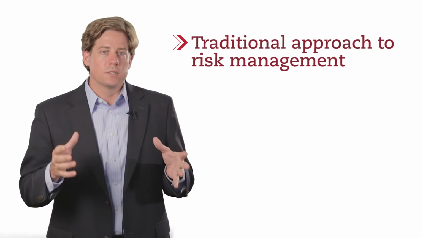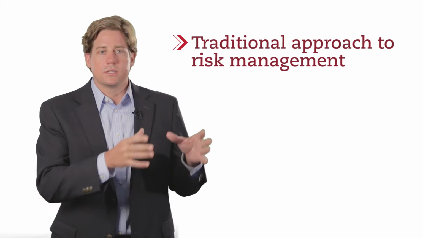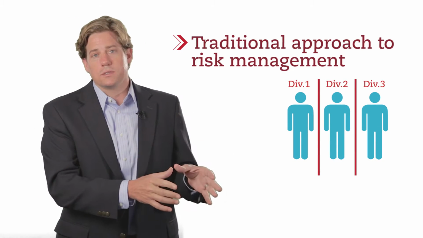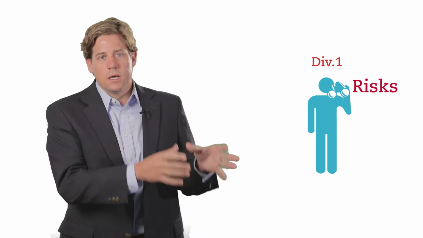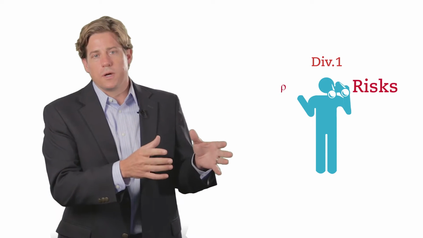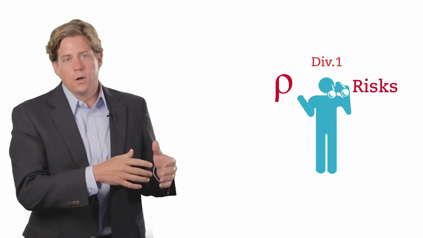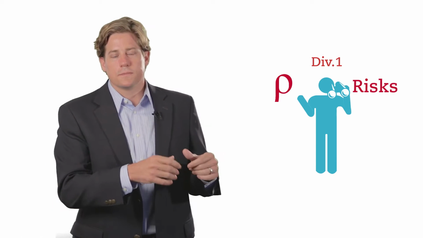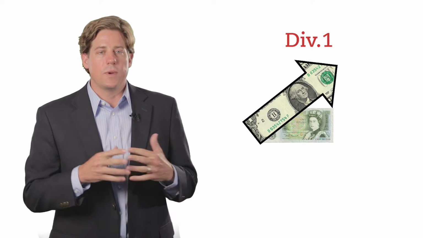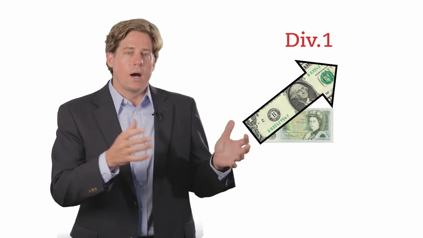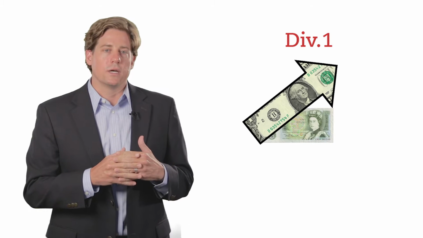The traditional approach of risk management was to manage risks in isolation or in silos. So a business segment head would look at the risks in their division and go out and buy the appropriate risk management, whether that's an insurance product or a derivative or whatever it is. For example, suppose this division is exposed to the appreciation of the dollar relative to the pound, they'd go out and buy the appropriate derivative product to manage that risk.